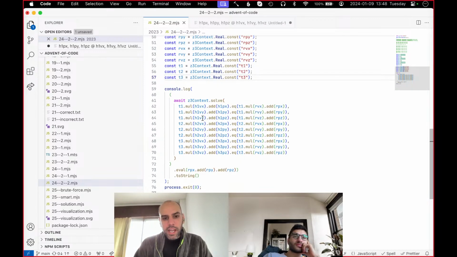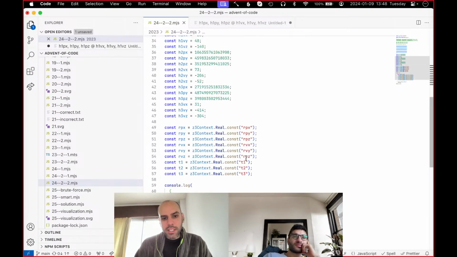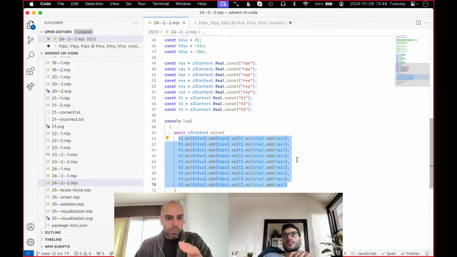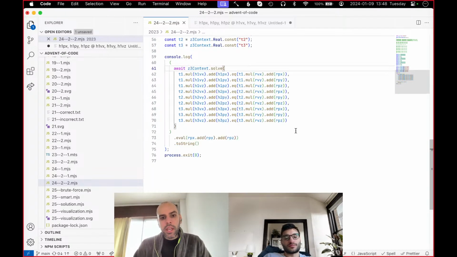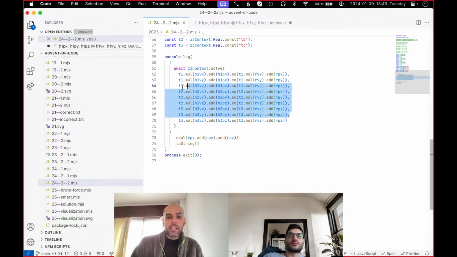Yeah. Then I told Z3, can you please solve these equations for me? This is me writing these equations in a format that JavaScript recognizes. And that's the part that in Python with operator overloading, it will look much nicer. And operator overloading is coming to JavaScript in the future. There is a proposal, but it isn't there yet. So this is what we have.